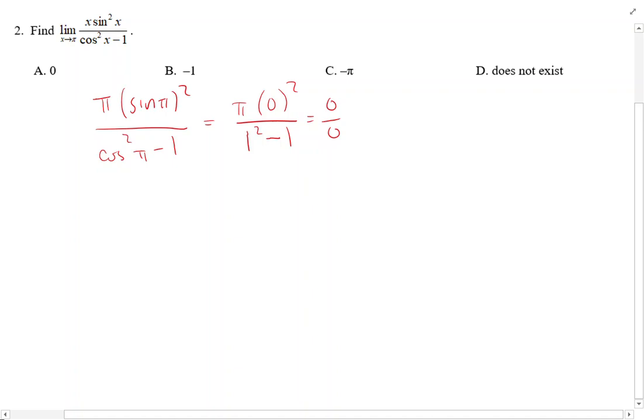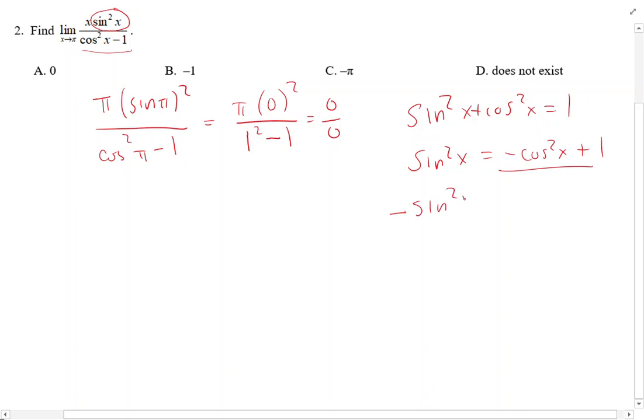I notice that I see the Pythagorean identity kind of show up in this problem. Sine squared x plus cosine squared x equals 1. I can change that sine squared x to negative cosine squared x plus 1. Notice this almost looks like the denominator. I need to factor out a negative 1 now. So I can say negative sine squared x equals cosine squared x minus 1. This now exactly matches with the denominator.